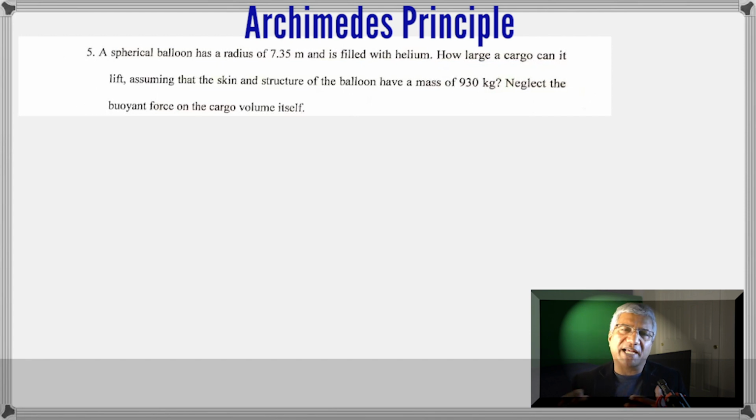So mass of the object in this case, there will be 3 parts. First, we have the mass of the skin and structure, which is 930. Then you have the mass of the helium inside the balloon, which we have to find. And then we have the mass of the cargo. So there are three parts. So on the left side, you have the total mass of all these three. And on the right side, it should be equal to mass of fluid displaced. In this case, the fluid is air. So it will be equal to the mass of air displaced. Okay. So you have all the three.